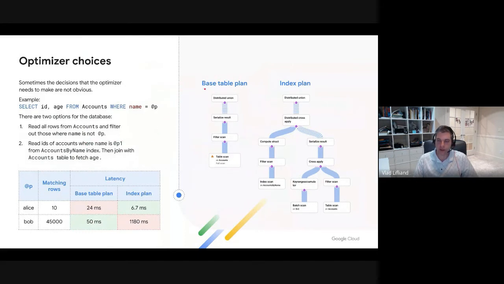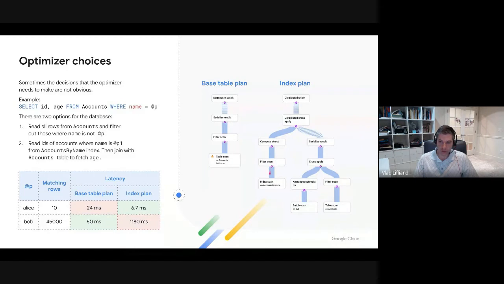The base table plan will scan the entire accounts table. It will then filter out rows that have a name that doesn't match parameter P, and will return the results to the client. The index plan, on the other hand, will scan an index by name. The index by name will give us all the account IDs corresponding to the name that we are seeking, but this is not enough. The query also requests an age, which is not stored in the index. So how can we get the age? To get the age, we have to join the results from the index with the base table accounts, which is what happens here.